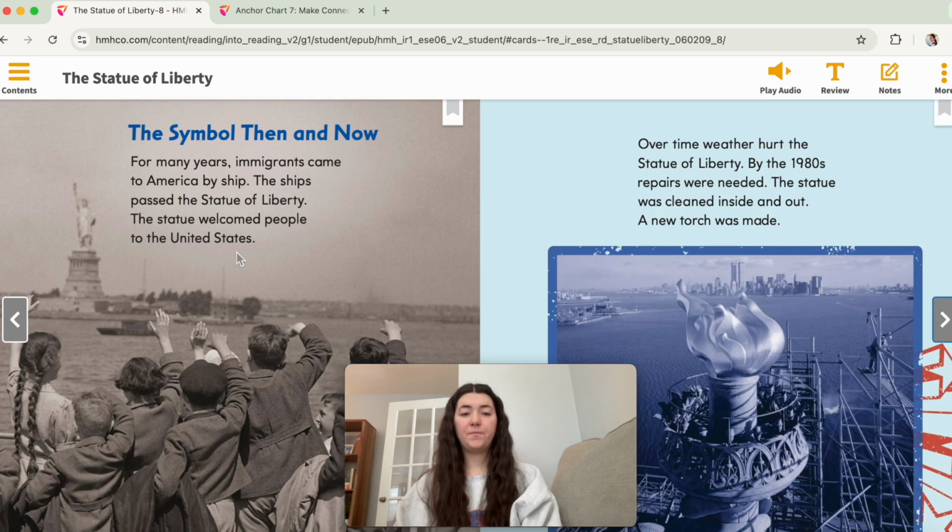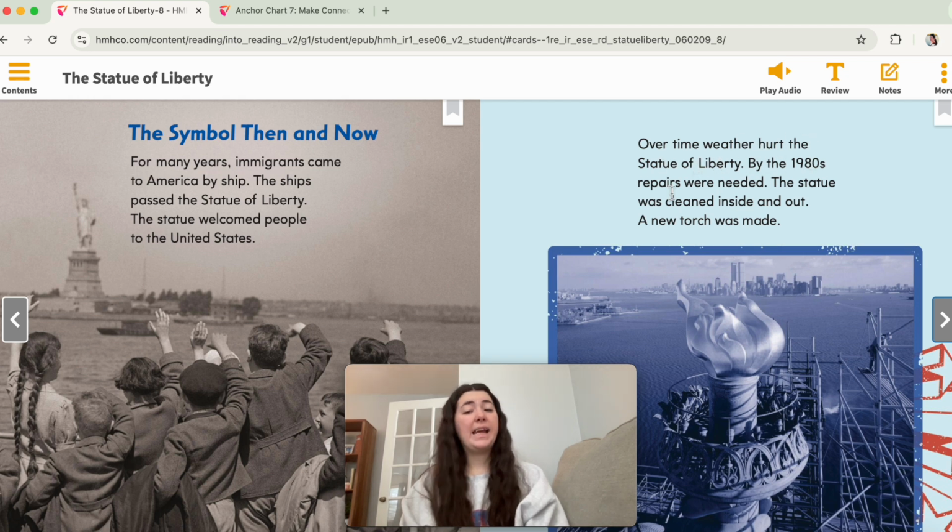Turn your page. This heading says, the symbol then and now. For many years, immigrants came to America by ship. The ships passed the Statue of Liberty. The statue welcomed people to the United States. So see, all these friends are noticing that they are in the United States now because they see the Statue of Liberty. Over time, weather hurt the Statue of Liberty.